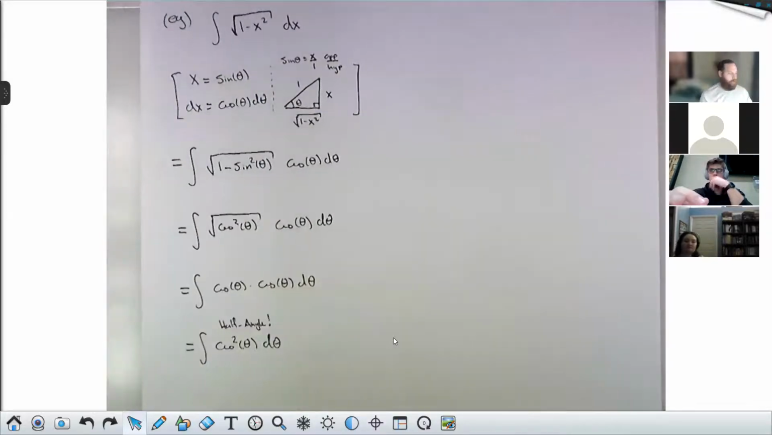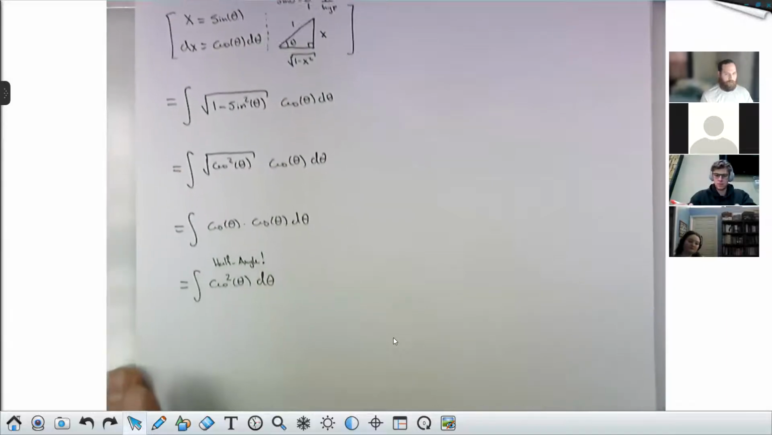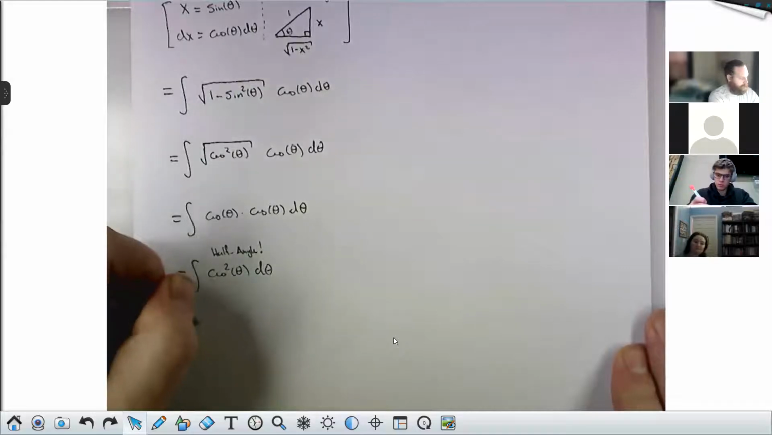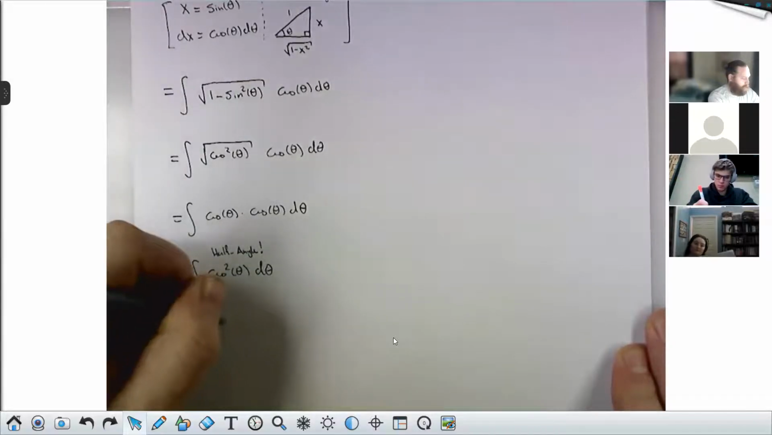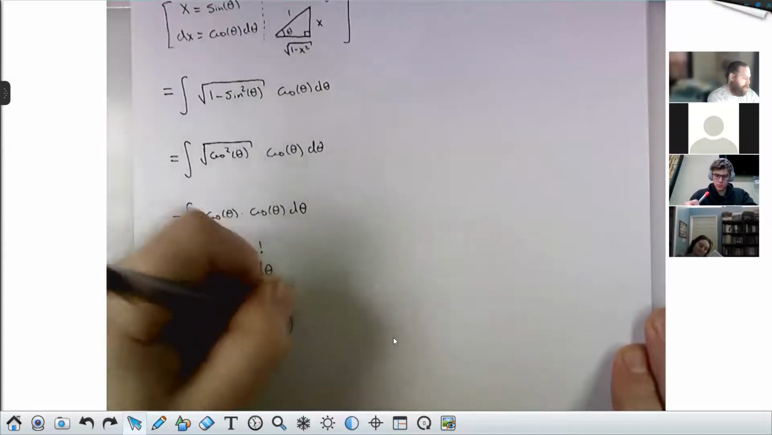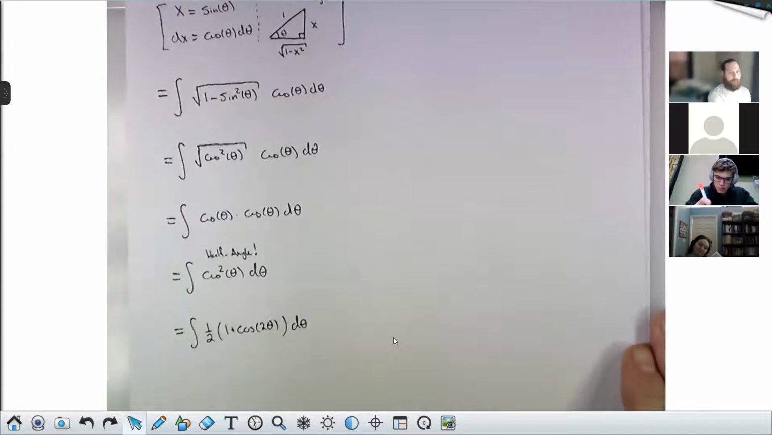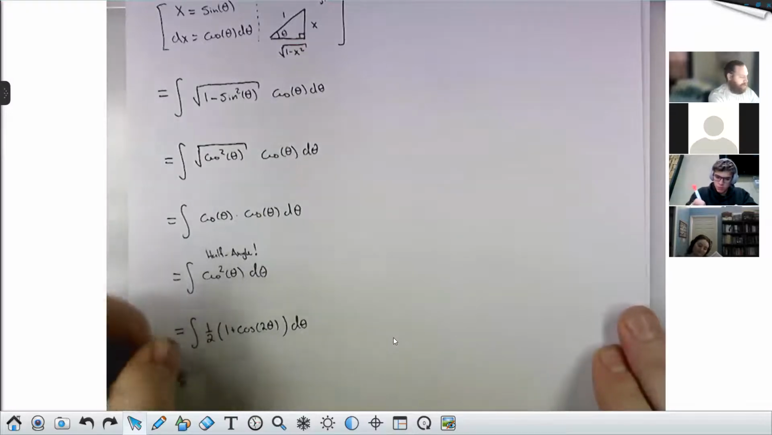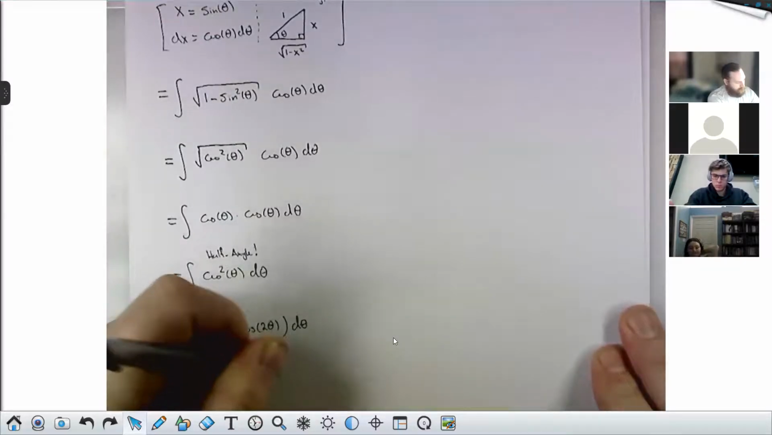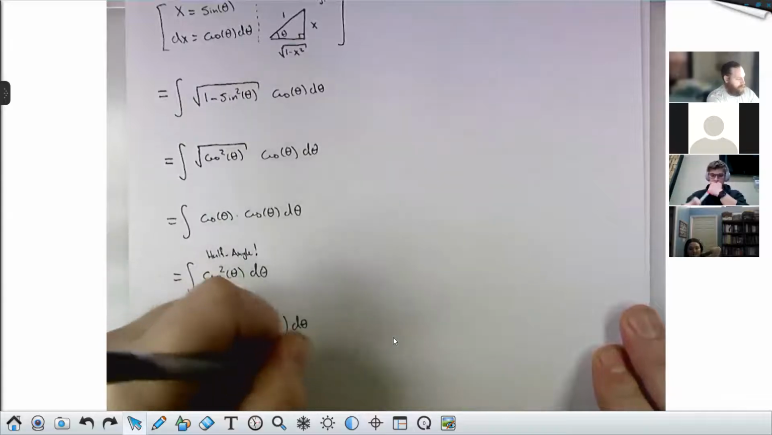Anytime we're dealing just with even powers of sine or cosine, it requires half angle identities. The half angle identity for cos squared is 1/2 times 1 plus cosine of 2 theta. I can pop out the 1/2 and then do a micro u sub on the cosine of 2 theta to get 1/2 theta plus sine 2 theta over 2 as my antiderivative.